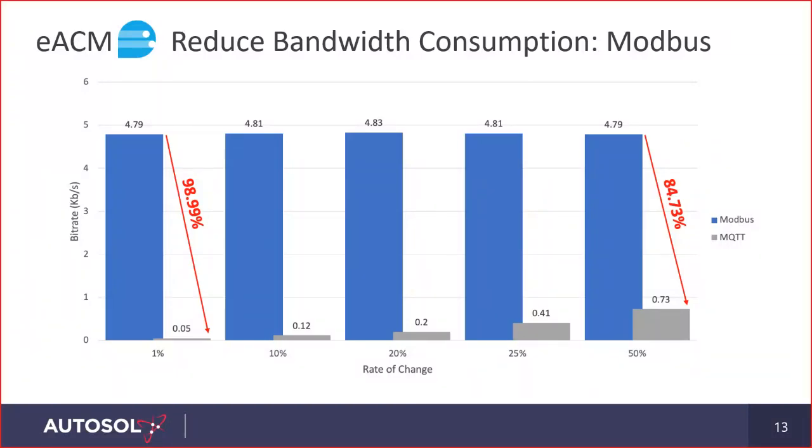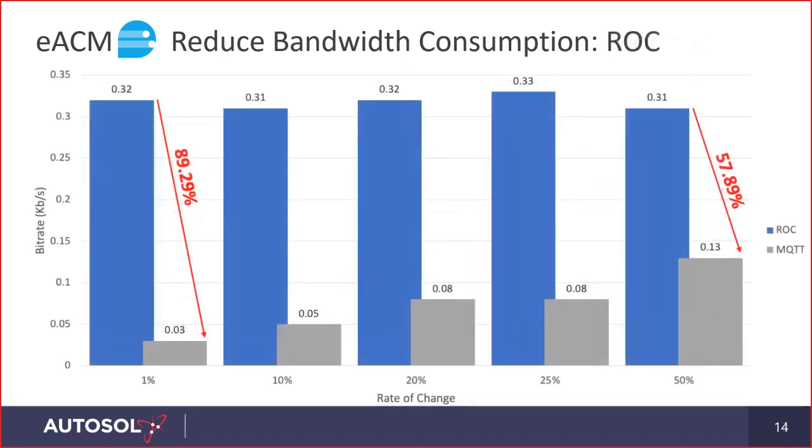This is a test between Modbus, which is the blue bars, and MQTT, which are, if you want to call that a bar, the gray bars or the gray steps. Basically, with a 50% change rate, that means 50% of all the tags have their values changing every time I poll it. MQTT will save up to 84.73% of bandwidth consumption compared to Modbus. And if I expand this out to another protocol like ROC, MQTT will deliver a 57.89% reduction in bandwidth consumption. Polling the same points, just now you're going to use 57.89% less bandwidth.